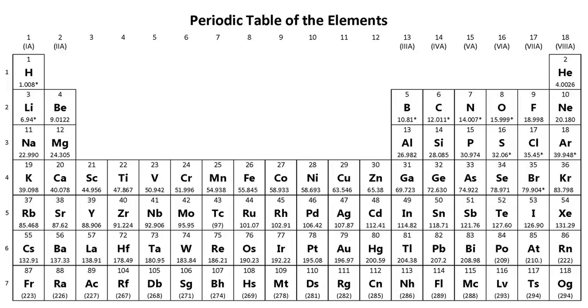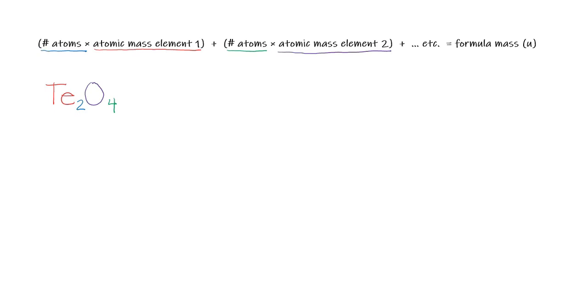First, let's look up the atomic masses of tellurium and oxygen. We see from the periodic table that tellurium is 127.60 and oxygen is 15.999. You can ignore the asterisks because they document additional detail in some of the atomic masses that we don't have to worry about here.